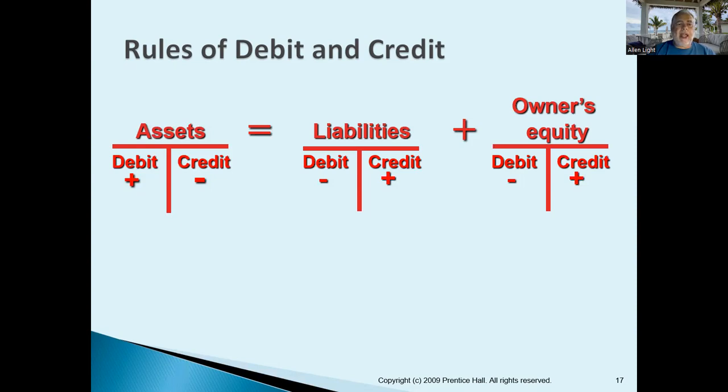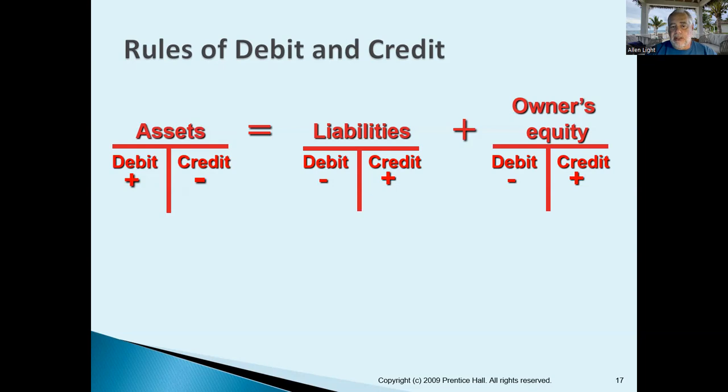If you were to draw a T account right here, and then the vertical line right here at the equal sign, you would notice that on this side of the line, additions are debits, and on this side of the line, additions are credits. So if you draw that T account, and on this side write assets, and on the other side of the line write liabilities and owner's equity, you'll never get them confused. You'll always remember that anything on the left side of the line, an addition is a debit. On the right side of the line, an addition is a credit.